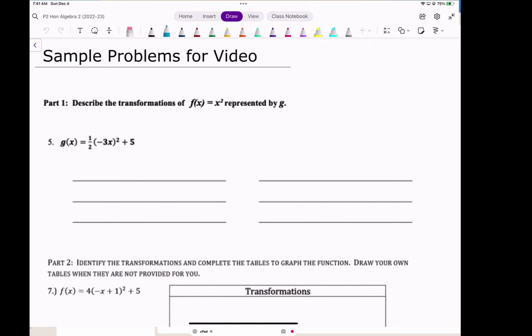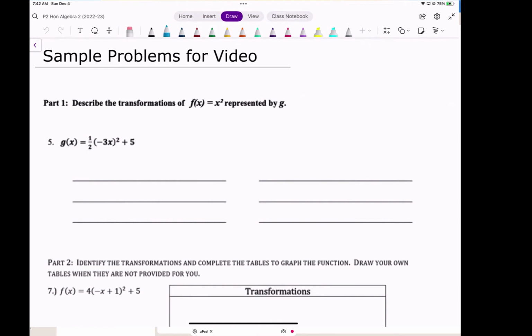Part 1, question number 5 here is my example. It's actually from the chapter 3 section 1 review, but it's the type of problem where you just take a look at a transformed function and decide what the transformations are. We're not asking you to graph in this case. We'll do that one in the next problem. But what should you be doing?